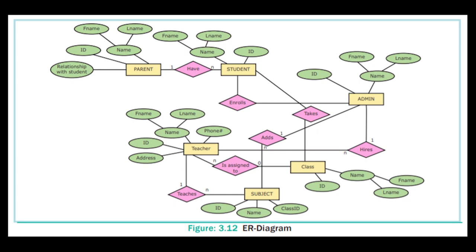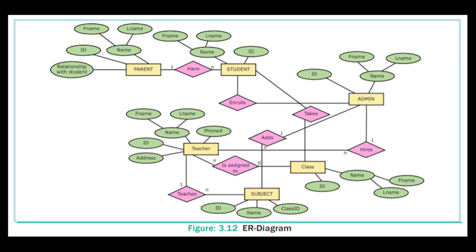If you see those pink ones, pink 'have' and all, what are they? These are rhombuses, which we saw as relationships, right? And parent, student, admin, these are all entities. And the things in ellipses, what are they? They are attributes, right? Are you clear? Now let's see an example for this.